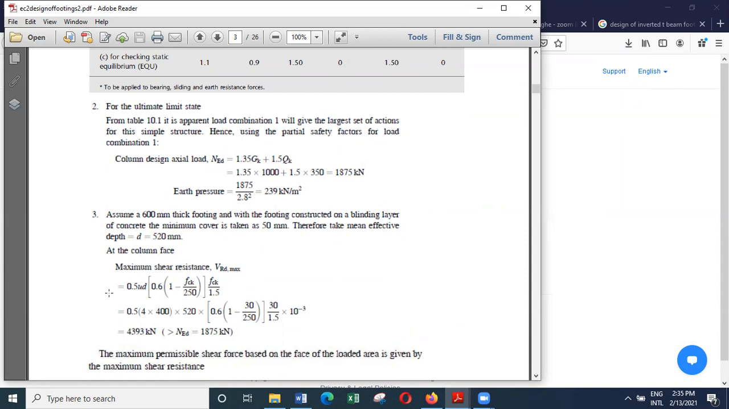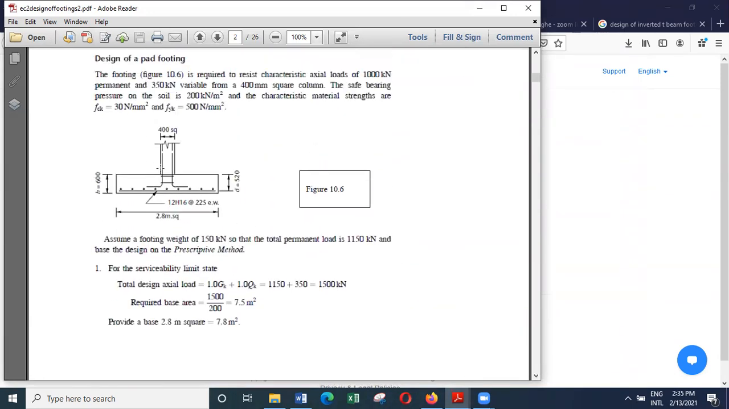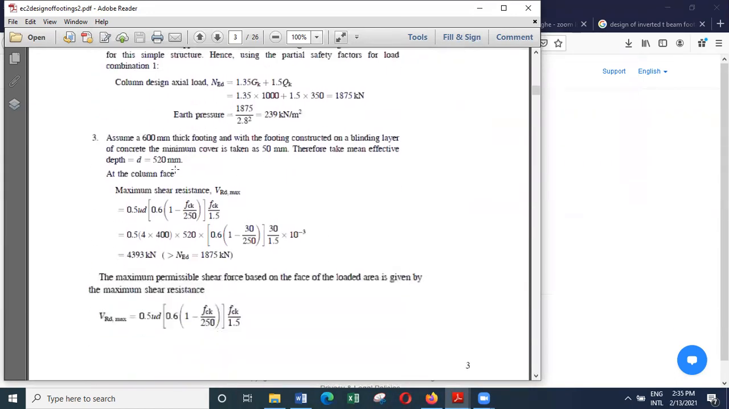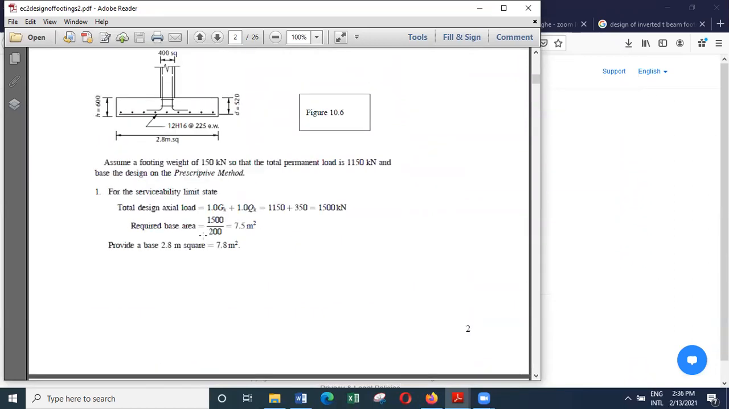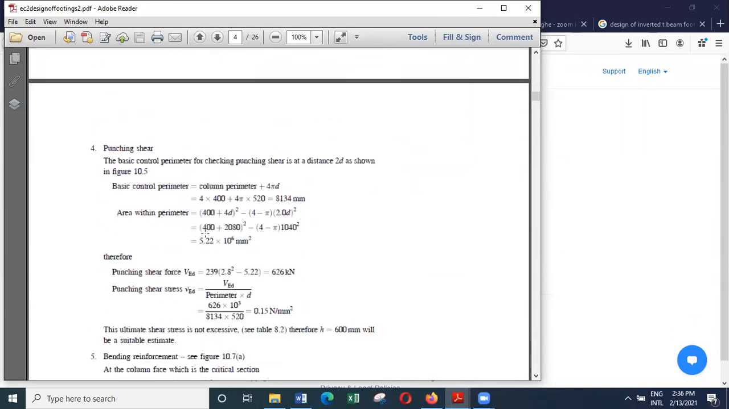And you have to look at the perimeter. The perimeter is the perimeter of the column, which is 400 multiplied by 4. The effective depth is calculated as 520 millimeters because the total thickness is 600 millimeters. So the effective depth has been selected as 520 millimeters, with 50 millimeter cover for the bottom reinforcement.